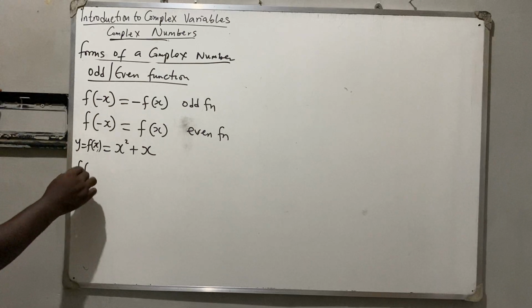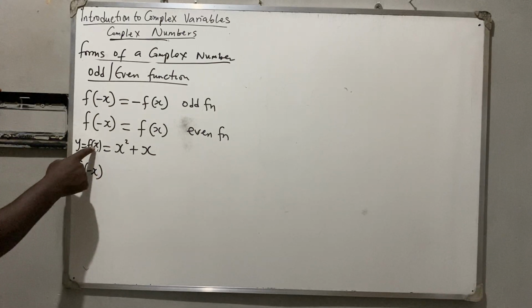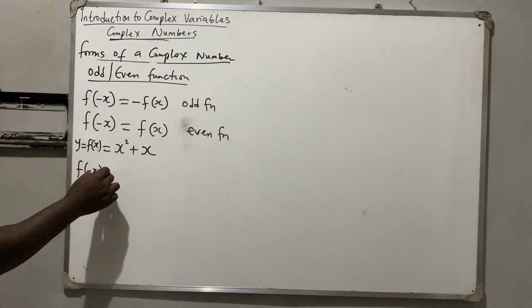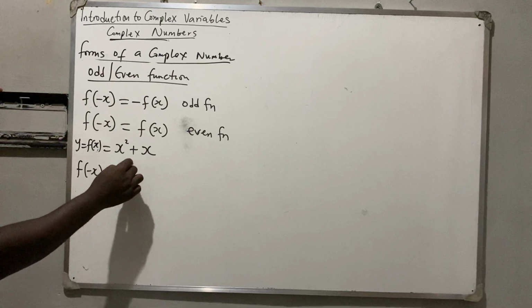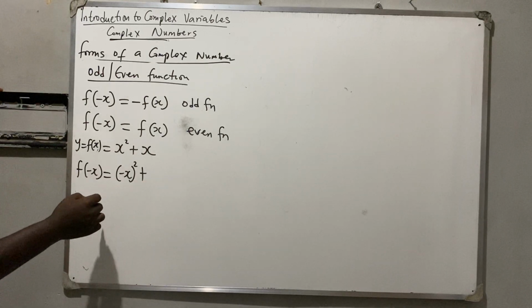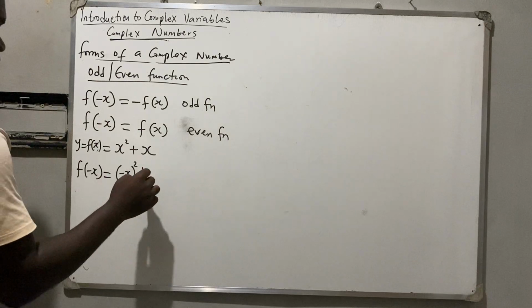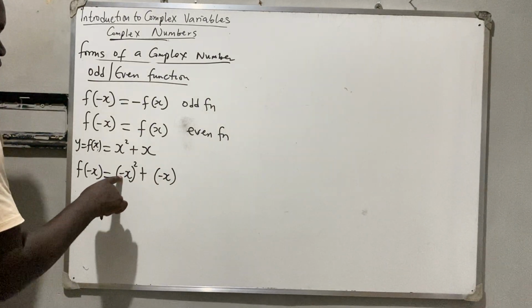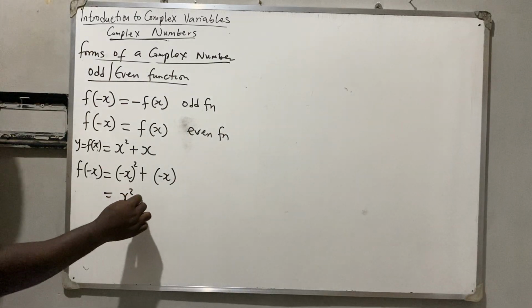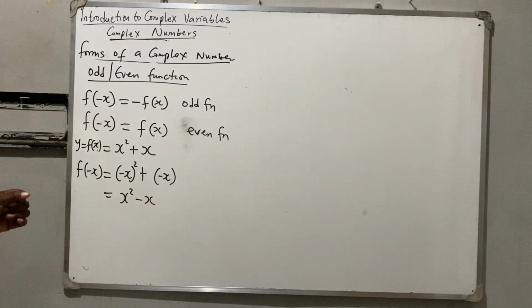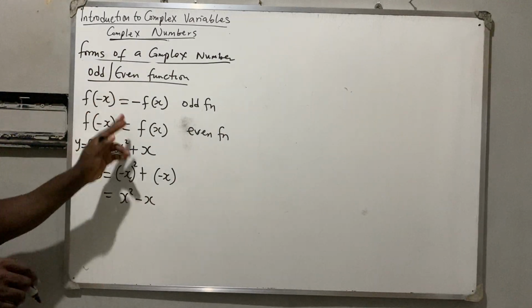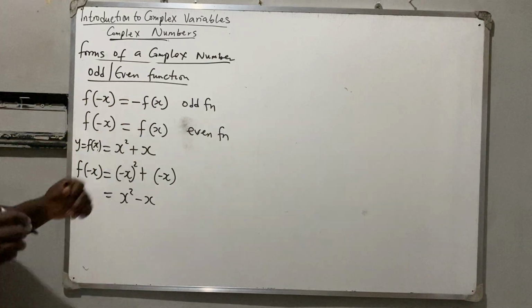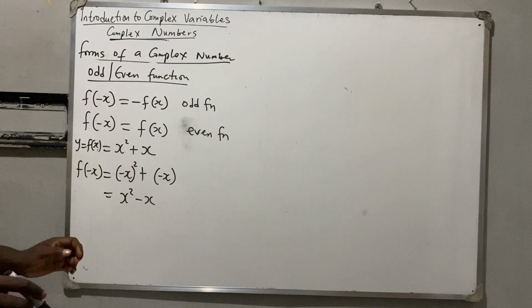If I take f of negative x, that means anywhere I see x, I'll put negative of x. So which is what? Negative x squared plus what? Plus negative x. So this will come out as x squared minus x. So you see that this thing cannot be expressed in any of these. It cannot be expressed in either of the two. So it is neither odd nor even.